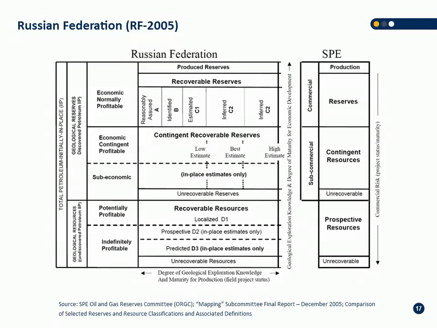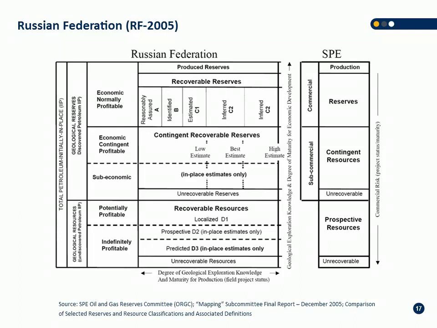They have classifications, so A, B, and C1 are essentially equivalent to proved developed producing, proved developed non-producing, and proved undeveloped. The C2 classification is what they call inferred volumes, kind of a combination of probable and possible. And C3 is a mix between possible reserves and what would be classified as contingent resources. Sorry, on the right side, they've got C2 listed twice. So it's C2 that can overlap between possible reserves and contingent resources.